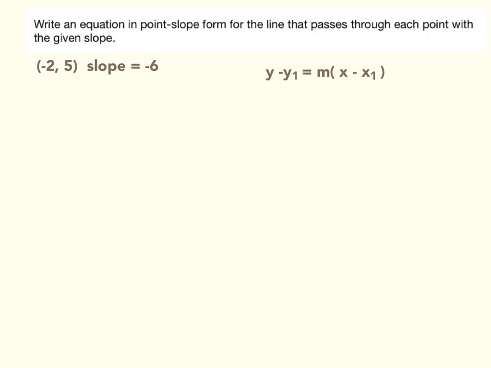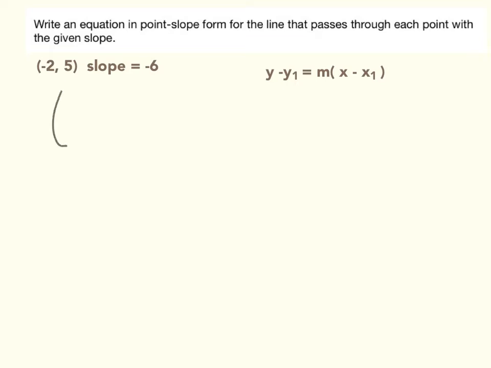Alright, so today we are going to do a couple of practices. The first thing that we're going to do is write an equation in point-slope form for the line that passes through each point with the given slope. Now remember, all I need to know is the point, -2, 5, and the slope, -6.